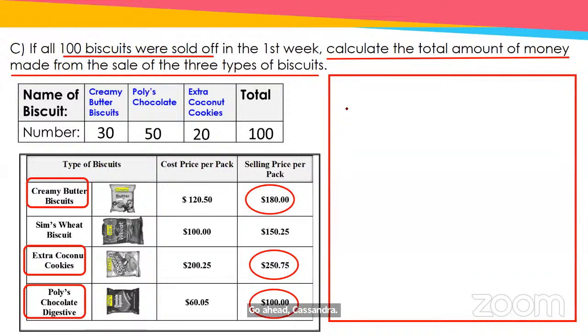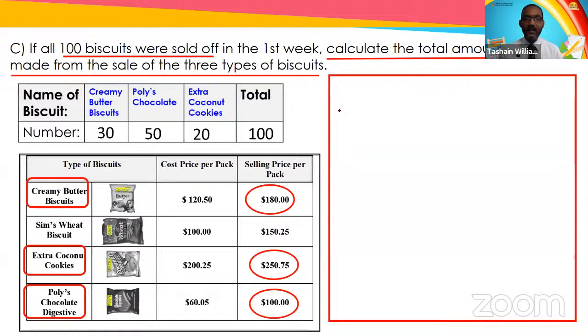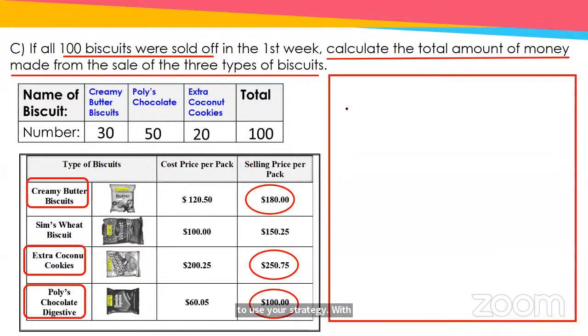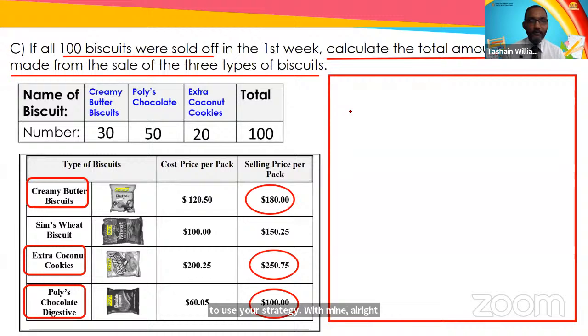So for the last question, I didn't get what you guys get. I know, and that's fine, but you worked it out your way, right? Yes, sir. Right. So I want to know how you work it out, because I'm going to use your strategy with mine. All right? So, for Creamy, there are 30 biscuits. How much money do you think we made from it? And how would we find out how much money?